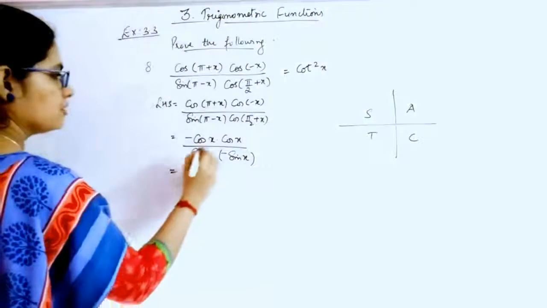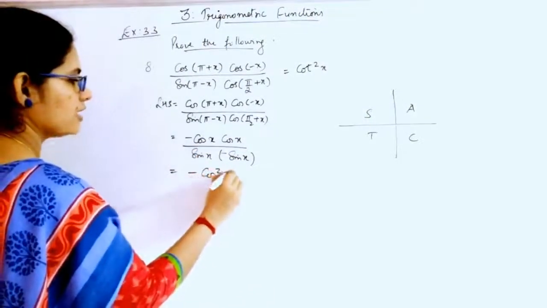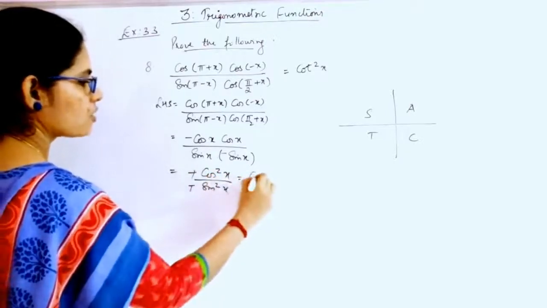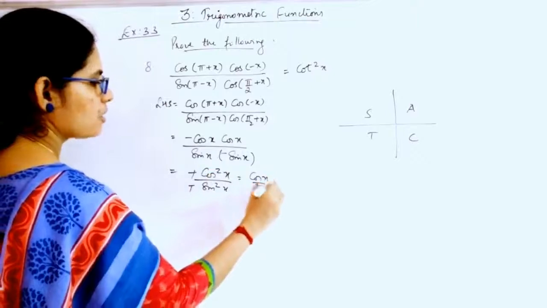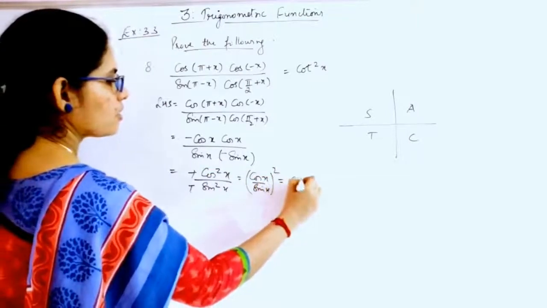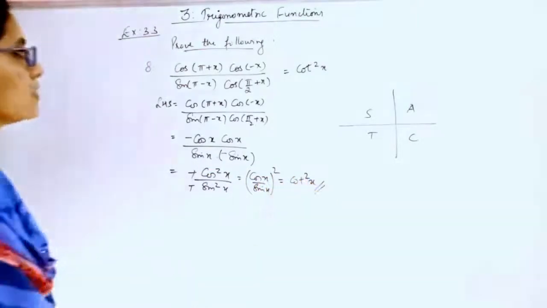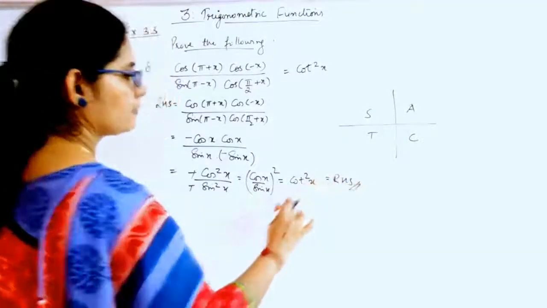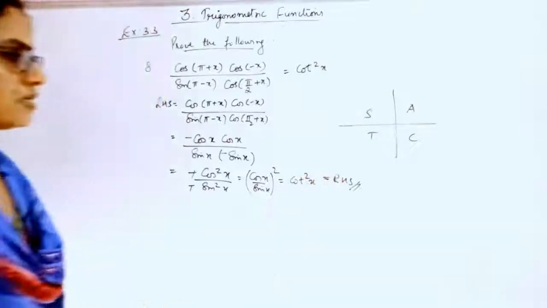Okay, so you will get minus cos square x divided by minus sin square x. Negatives get cancelled, cos x by sin x is cot x, so your answer will be cot square x, which is your RHS. So LHS equal to RHS. Clear?